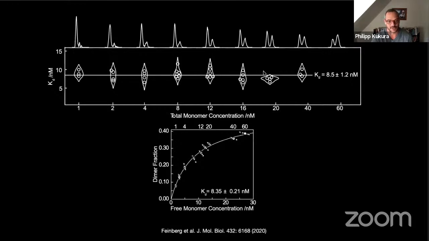And this is what we did here. You do it on all of them, and then you get the average KD. And again, it's 8.5 nanomolar. And then you say, okay, I'm going to do a traditional titration in terms of dimer fraction, then fit it. And from the fit, I get an equilibrium constant. And again, 8.5 nanomolar. So no matter how you do this measurement, you always end up at exactly the same value.